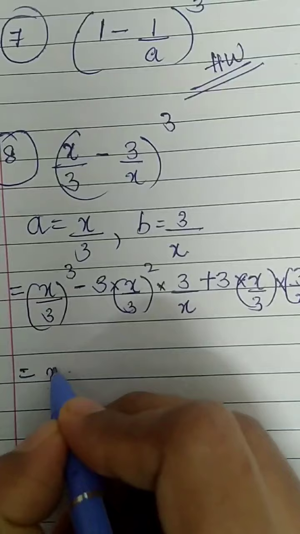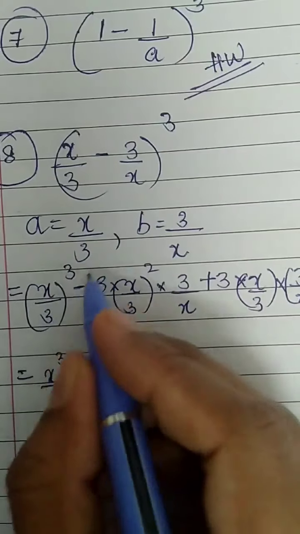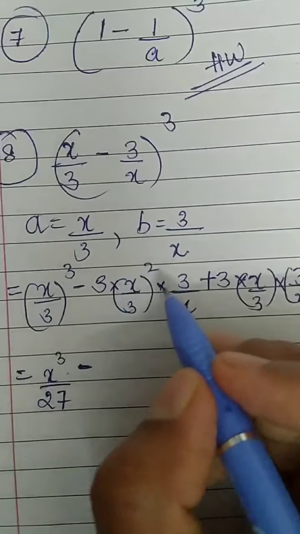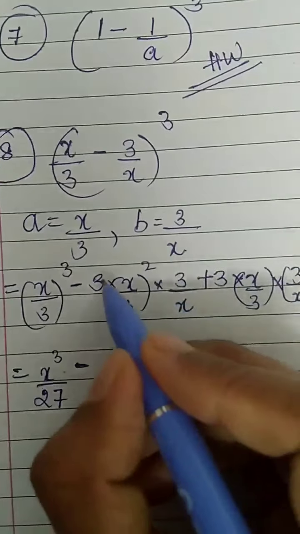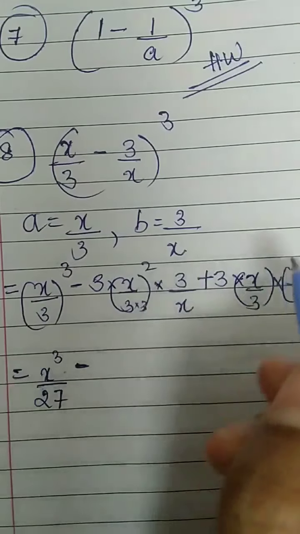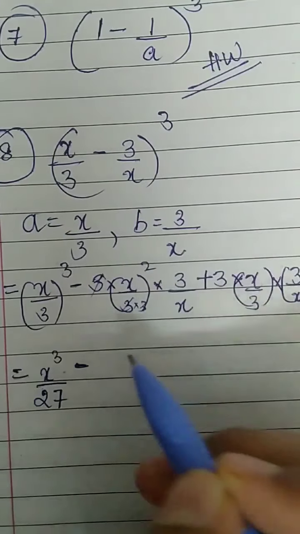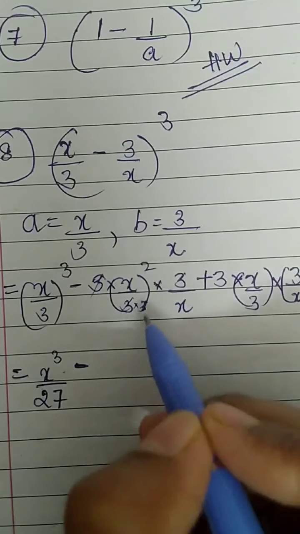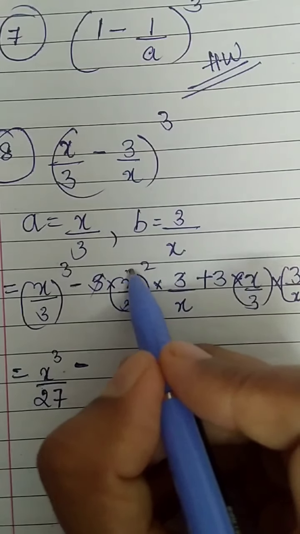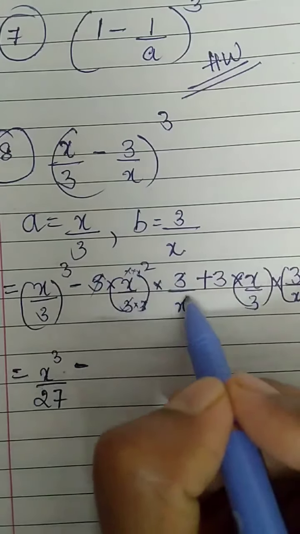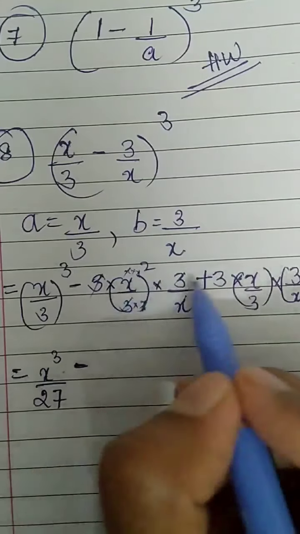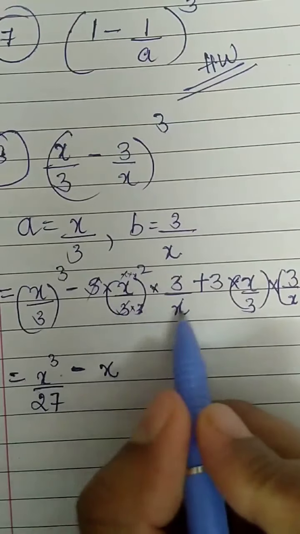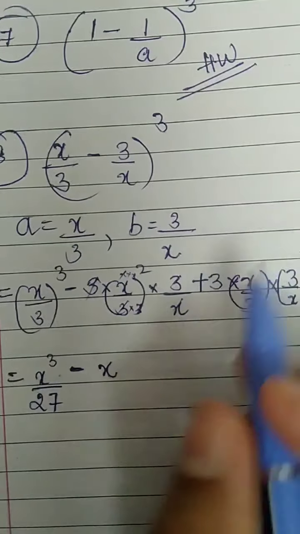x cube will be x cube upon 3 into 3 into 3 is 27, minus. Now here, if you can do it in your mind, very good. That is, this 3 is 2 times, so with pencil you can write. So 1 3, 1 3 cancel. Then here you have x into x. So 1 x here cancels. So what is remaining on the top? We have 1x. Only 1x is remaining. In the denominator, nothing is remaining. Everything got cancelled.